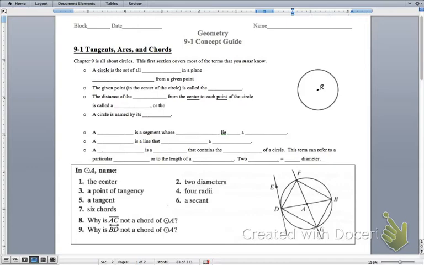Okay. All right. Chapter 9 is all about circles. This first section covers most of the terms that you must know. This is a lot of terminology here in this first section.